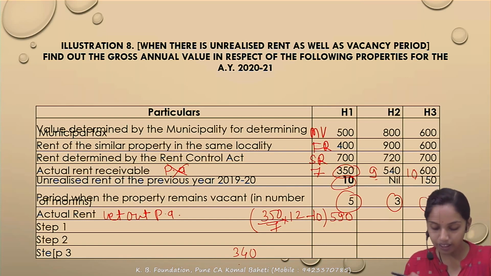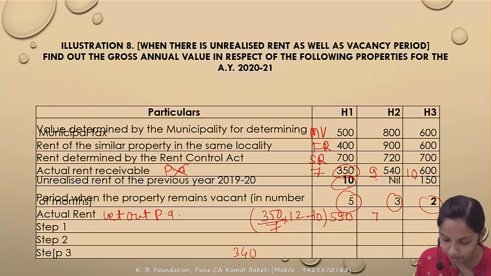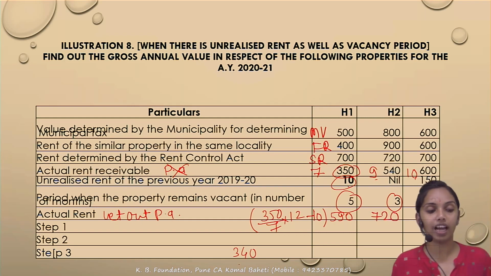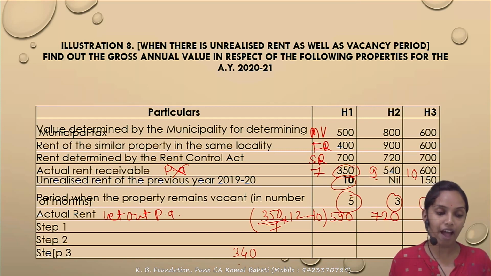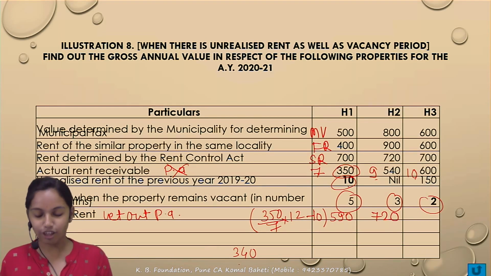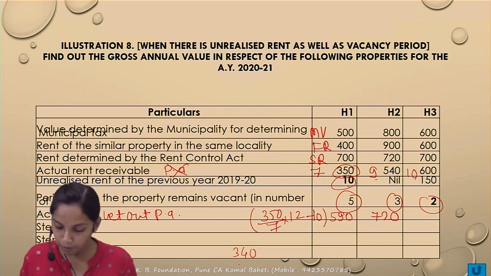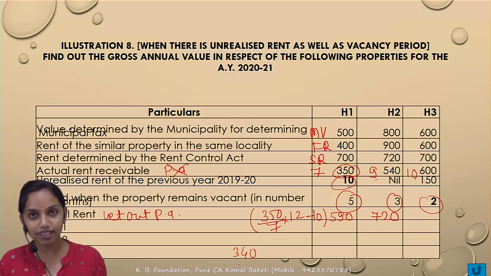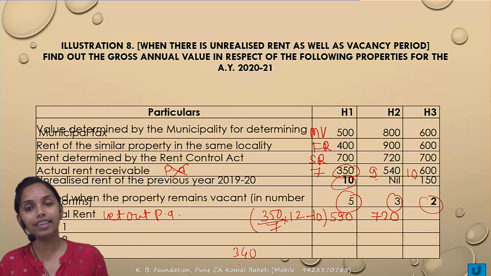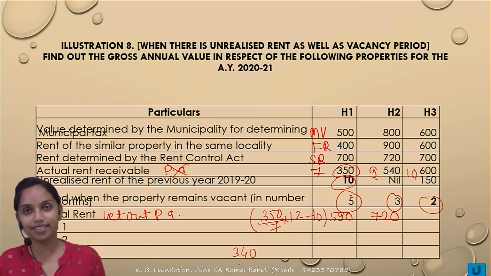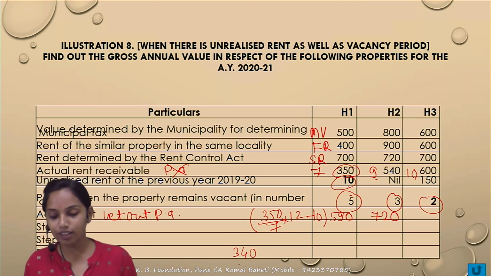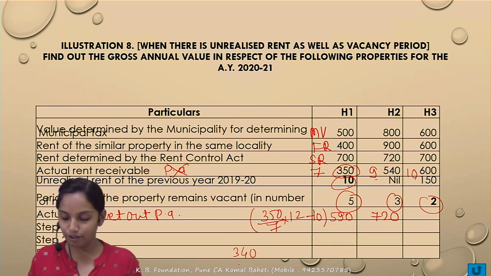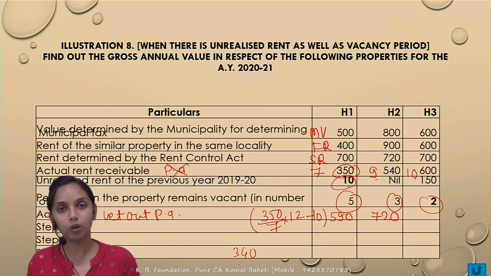And then we minus the unrealized rent, but there is no unrealized rent here, so the figure comes to 720. If House 2 had been let out for the whole year, how much rent would have been received? I would have received 720. The third case, if this property had been let out throughout the year, how much rent would be received? 600 I received for the 10 months, so 600 divided by 10 multiplied by 12, so it comes to 720.